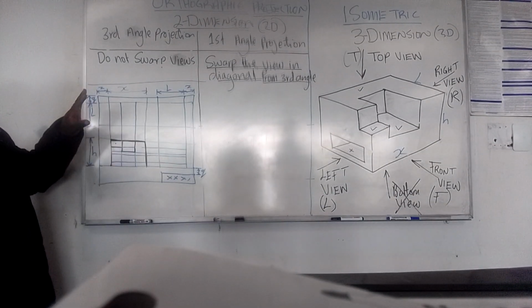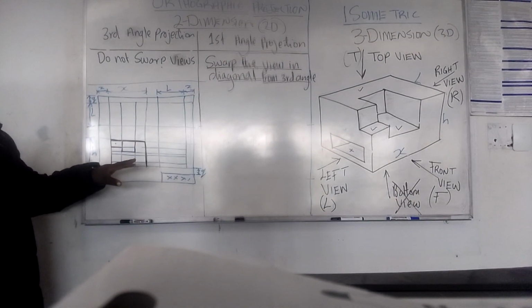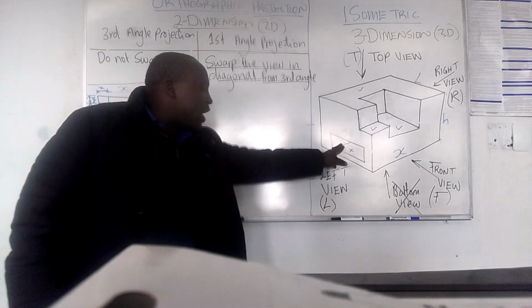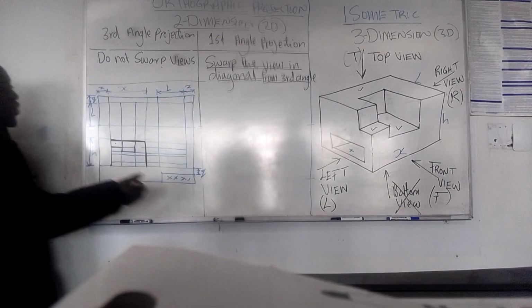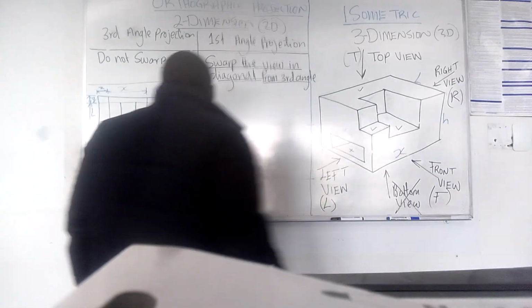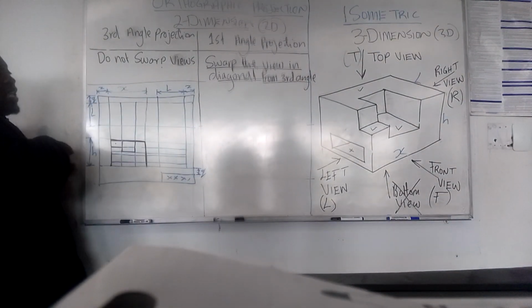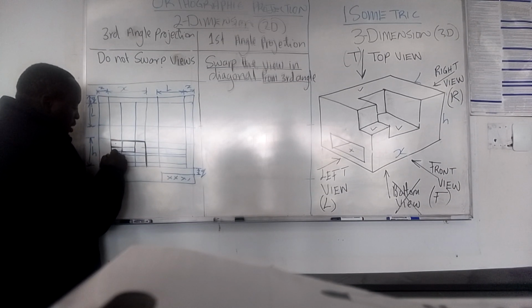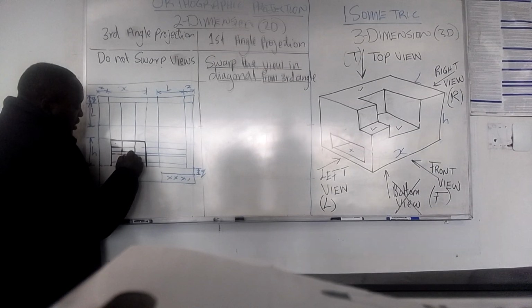So now, are we fine with the front view? What is missing? Front view is at the bottom. This is missing. Because when you are looking here, you can't see this. You need to show hidden lines. Let us assume it's going all the way. Hidden lines are dashed lines.